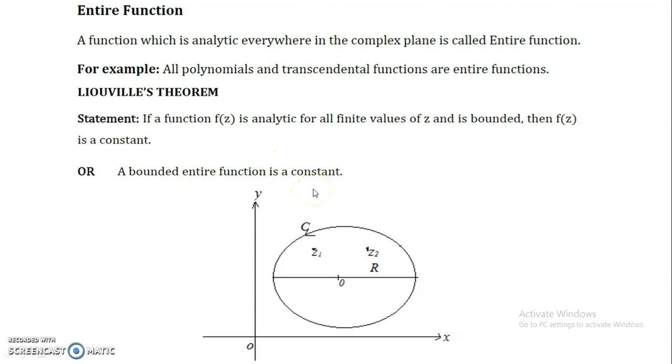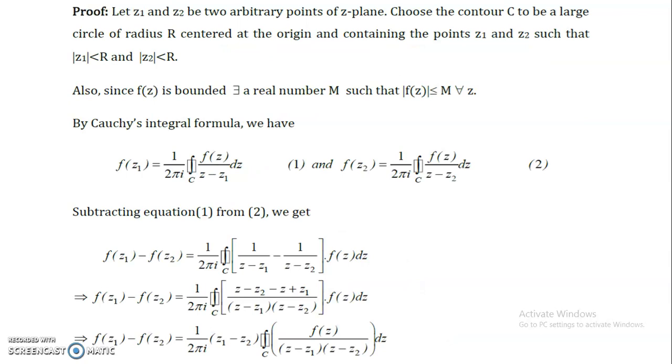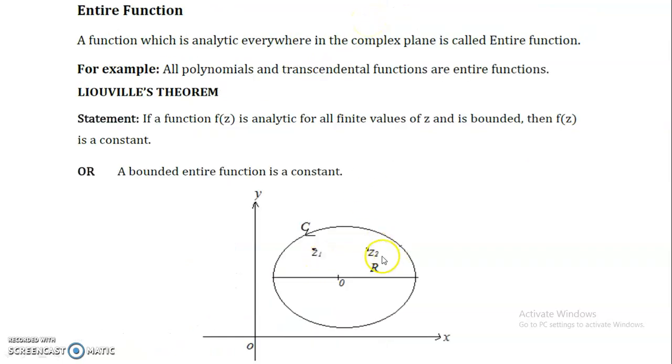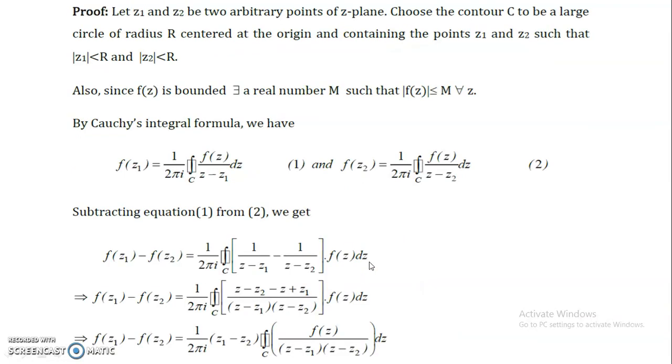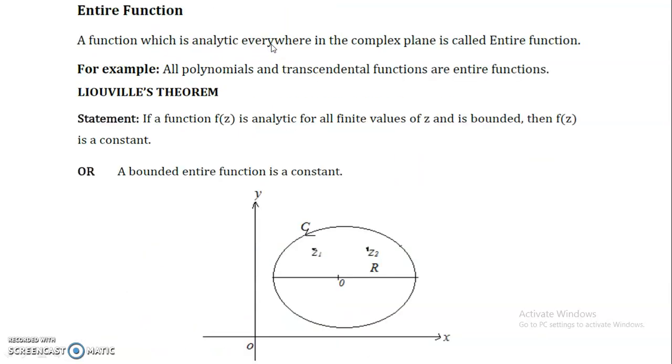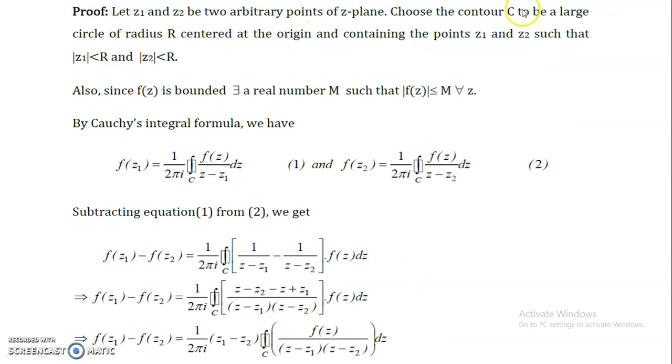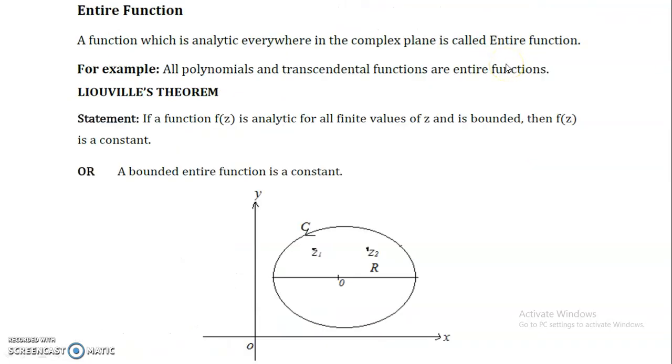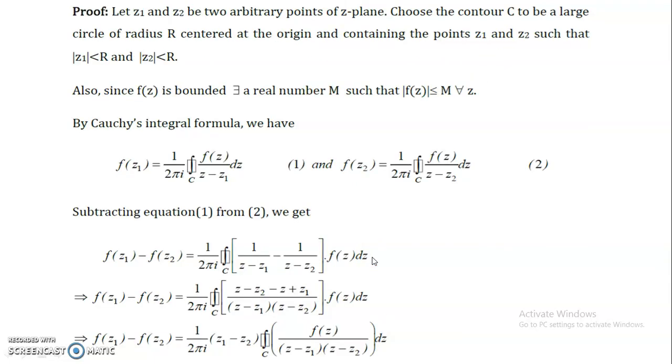We shall see the proof of this by taking z1 and z2 to be two arbitrary points of the z plane. Choose the contour C to be a very large circle of radius r, center at the origin, containing the points z1 and z2 we have chosen, such that obviously the modulus of z1 is less than radius r, and the modulus of z2 is also less than r.